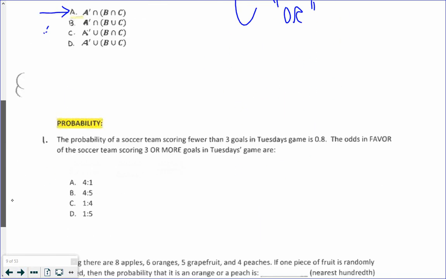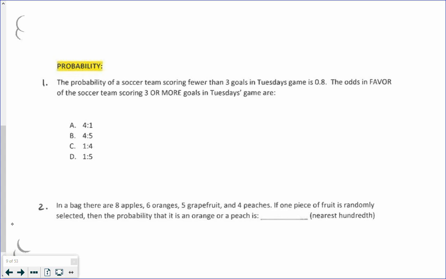So in the interest of time, I'm going to try and do as many of these with you as possible, just so that we can work through them. Okay, I don't think I'll be able to get through all of them though. So it says the probability of a soccer team scoring fewer than 3 goals is 0.8.